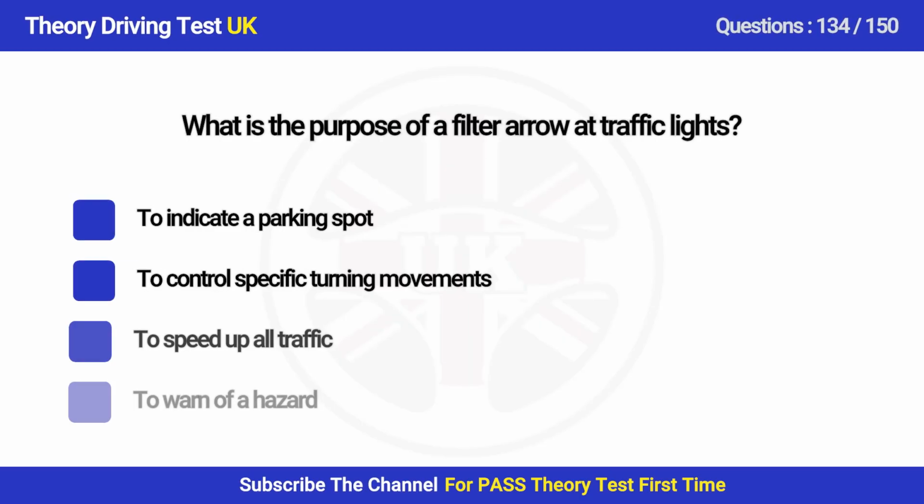Question 134. What is the purpose of a filter arrow at traffic lights? A. To indicate a parking spot. B. To control specific turning movements. C. To speed up all traffic. D. To warn of a hazard.